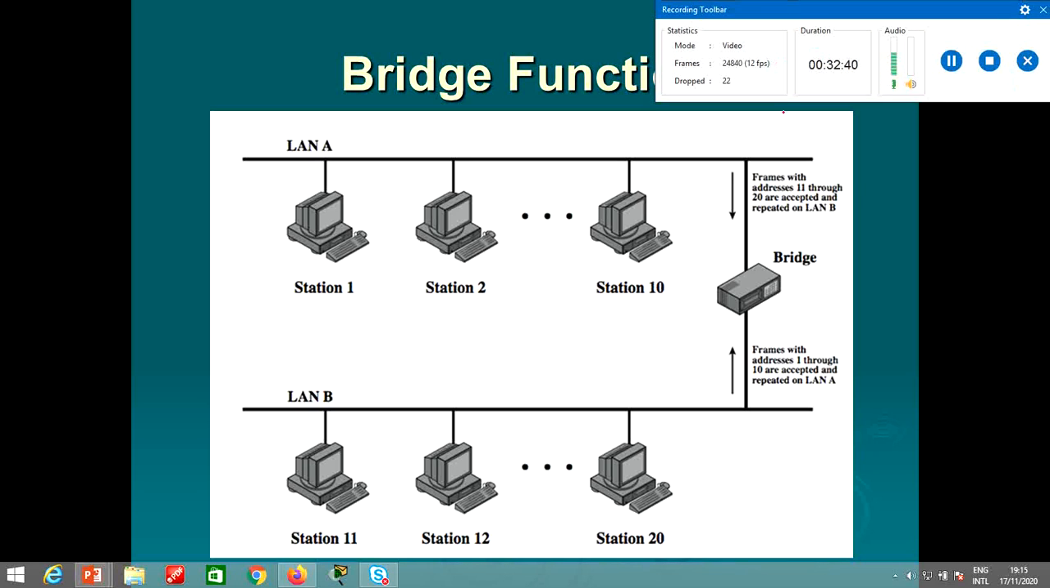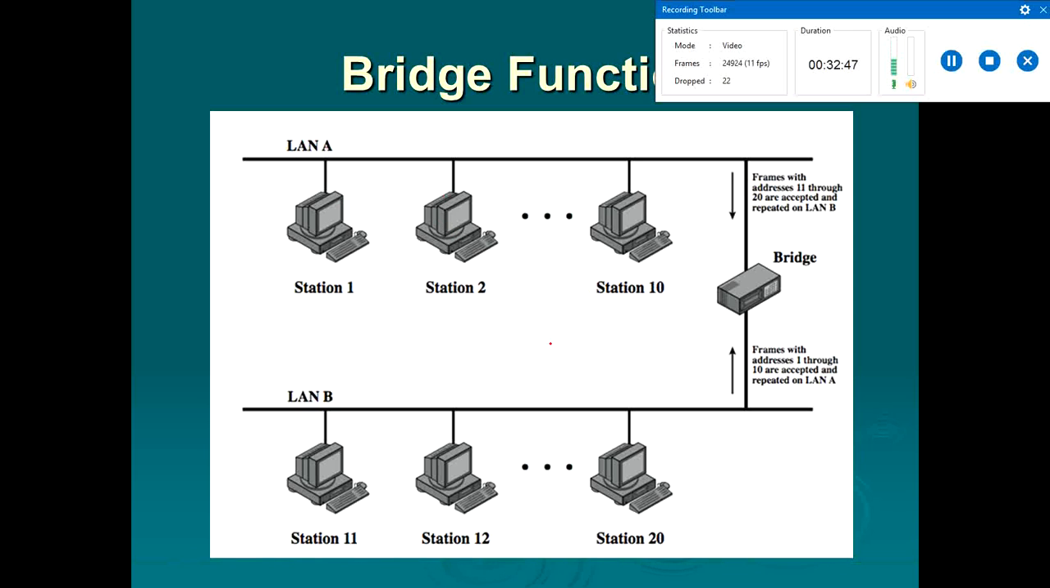Now, bridge functionality. Let's understand how the bridge works. Suppose we have 20 users in our network. Instead of having one network with 20 users, we have divided our local area network into two networks: local area network A and local area network B. And how have we divided it? We have used a bridge. On local area network A we have 10 stations, and on local area network B we have 10 stations.